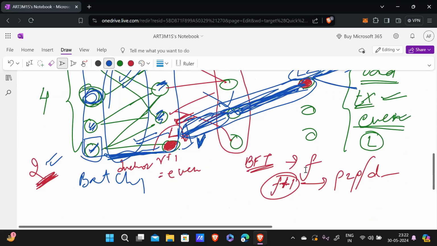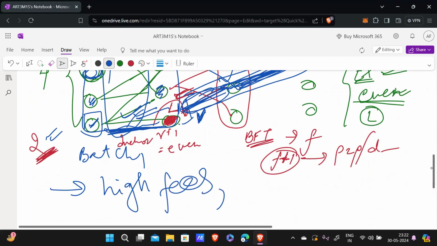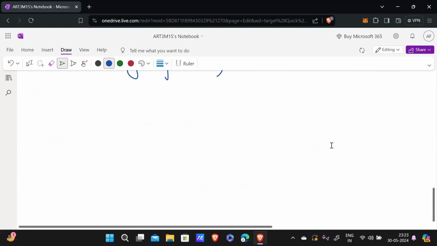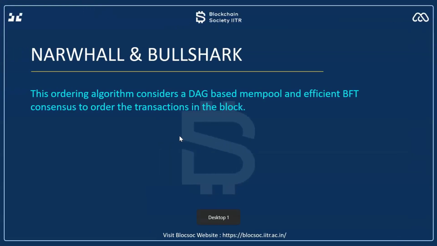And this is how the transactions will be selected for ordering, and after that it is just high fees and high gas prices that will be the factor deciding which of the transactions that we have in the mempool will be included in the block. So this is all for Narwhal and Bullshark. Now we'll go into MEVs.